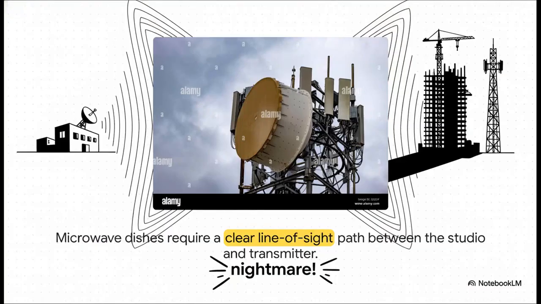And this picture shows you the one absolute, non-negotiable rule for microwave links. They have to be able to see each other. You need a totally clear, unobstructed path. Seriously, a new skyscraper going up right in the middle of that path? That is literally an engineer's worst nightmare.